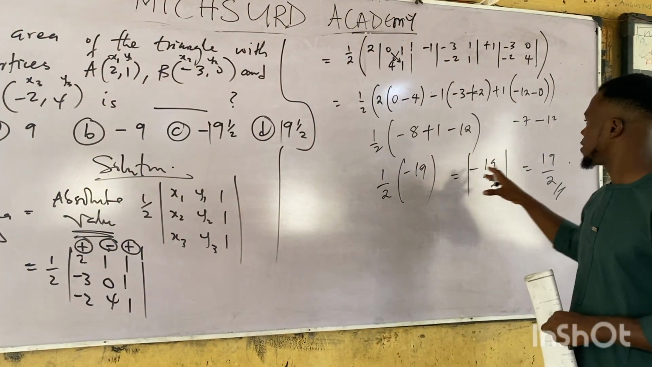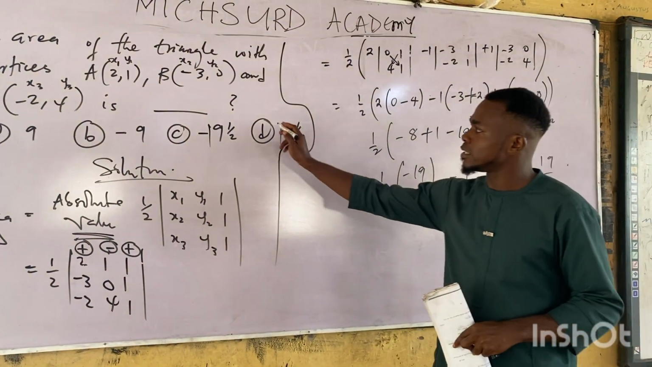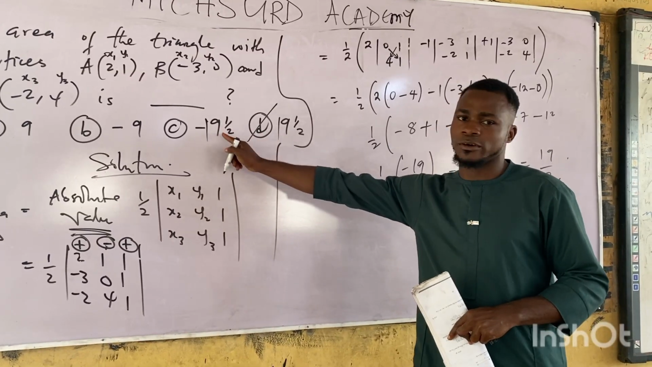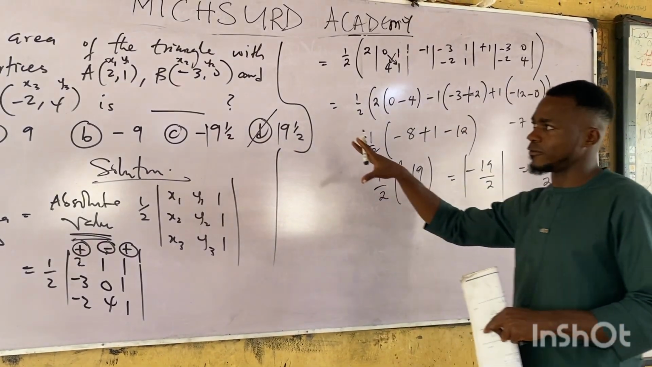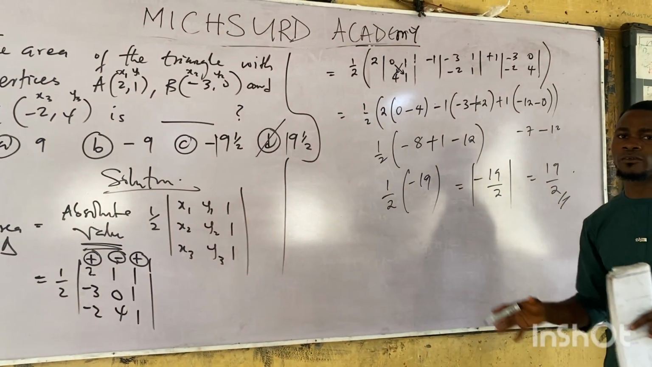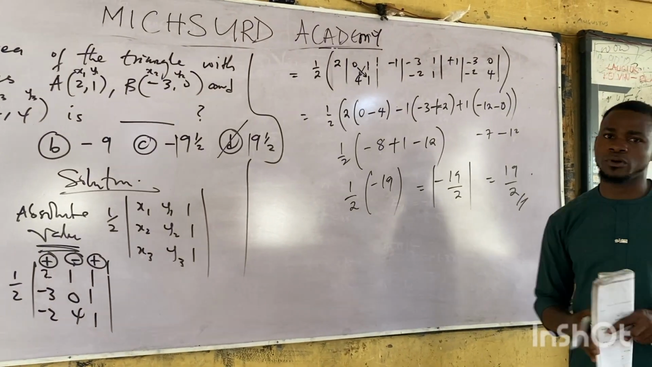So that means the correct answer is D, not minus 19. So take note of that. So this is how you solve the area of a triangle using the matrix method.